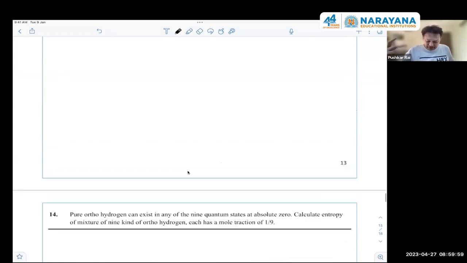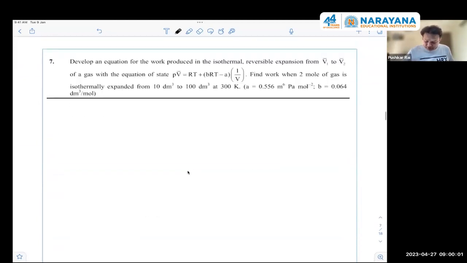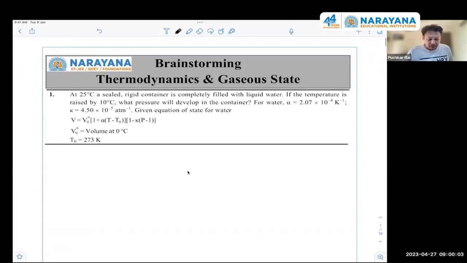Okay, let's try the first question. Be responsive. At 25 degrees centigrade, a sealed rigid container is completely filled with liquid water. Can you see that picture? Yes. A sealed rigid container is completely filled with liquid water. If the temperature is raised by 10 degrees centigrade, what pressure will develop in the container?